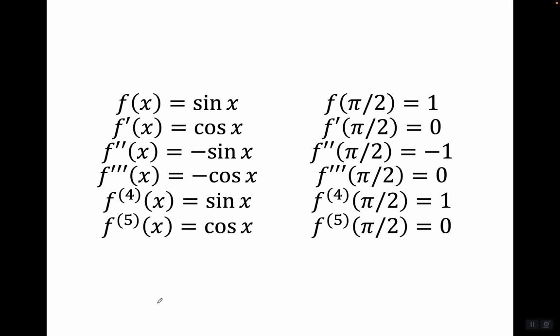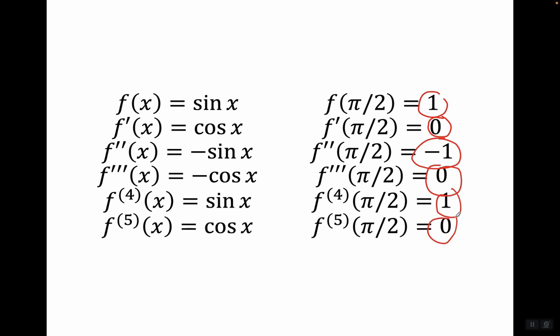f is sine x, so f prime is going to be cosine, f double prime is negative sine, f triple prime is negative cosine, the fourth derivative is sine, the fifth derivative is cosine, and so on. So when we evaluate these at pi over 2, sine of pi over 2 is 1, cosine pi over 2 is 0, negative sine pi over 2 is negative 1, negative cosine pi over 2 is 0, sine pi over 2 again is 1, cosine pi over 2 is 0, etc.